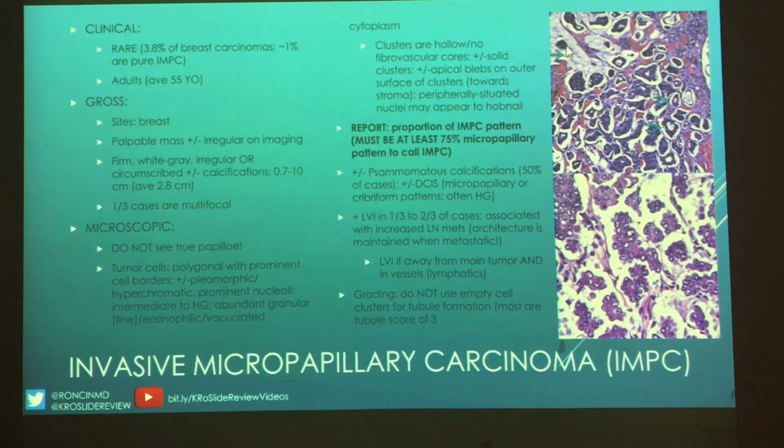And then a lot of the things talking about the clusters I went over with you guys where there's no fibrovascular cores, so the blebbing, or we didn't really see, but that's what you should see, is where the apical surface comes towards the stroma instead towards a central lumen, and you can have almost like a hobnail appearance. So you have to report how much pattern you're seeing, and to call it micropapillary, you have to have at least 3/4 of your tumor be that.